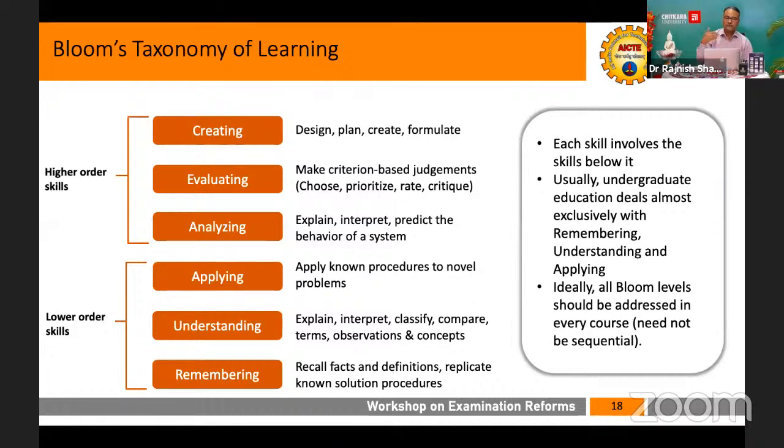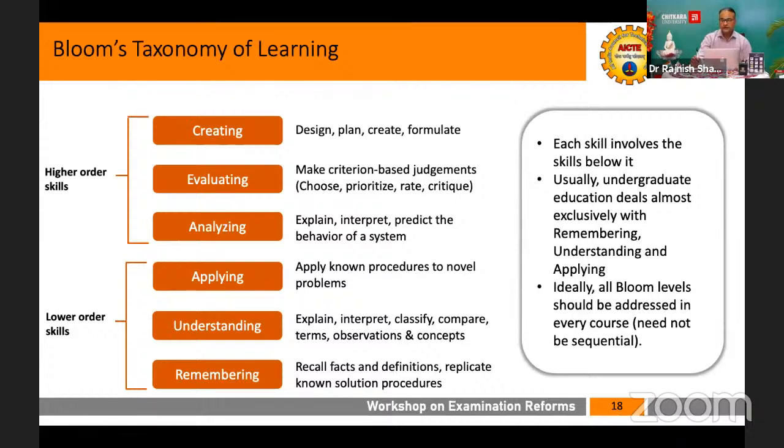Then create is obviously a much higher level learning skill. But as academicians, as teachers, we should find ways and means to test this skill of the student also, creating. And as it was told in a couple of slides earlier, creating, evaluating, analyzing, and applying can be assessed with evaluation components like internships, projects, seminars, etc. Remembering and understanding are relatively lower order skills, which can be assessed in our usual class assignments, mid-semester tests, end-term examination, etc.